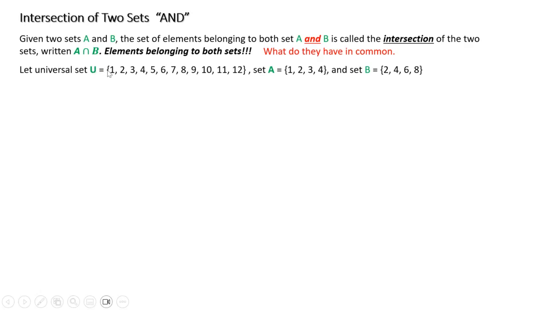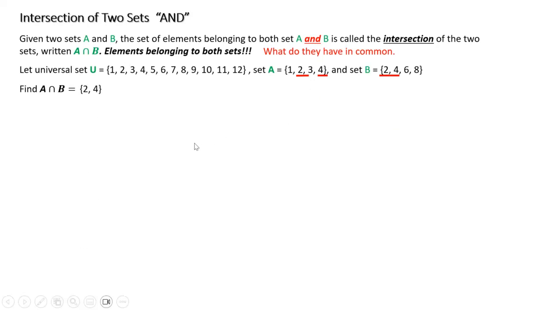This is a universal set, which is the same set as before, 1 through 12. We have set A, the same thing as before, 1, 2, 3, 4, but set B is the set of elements containing 2, 4, 6, 8. Okay, now how do we represent it in a Venn diagram, right? So first, this is what it means, right? A intersects B, or A and B, which means what do set A and set B have in common? They have in common a 2. They have in common a 4. So that's your answer, 2, 4.